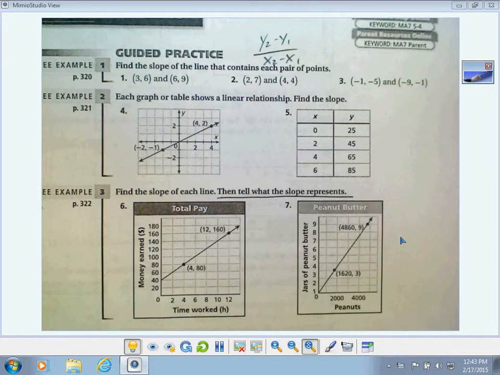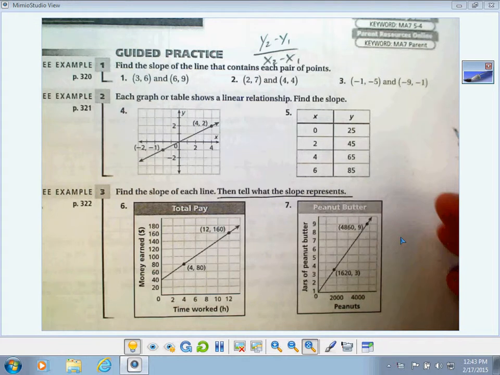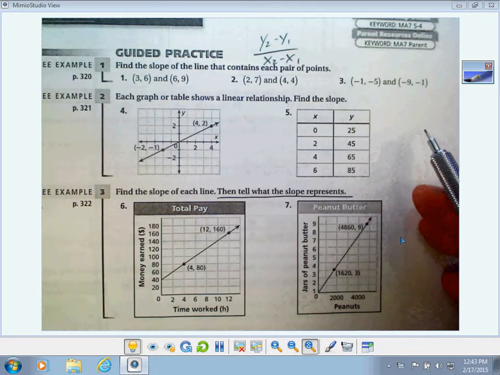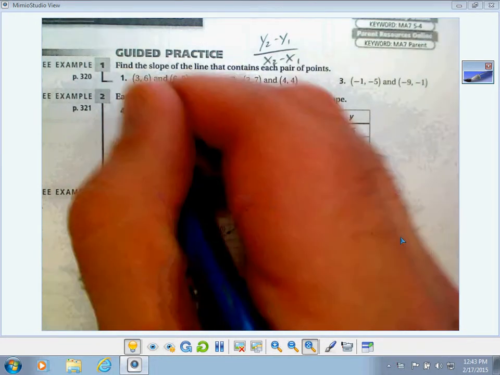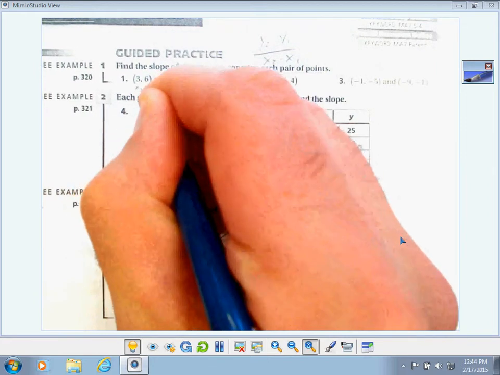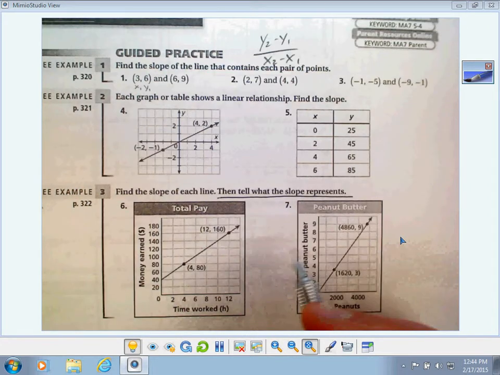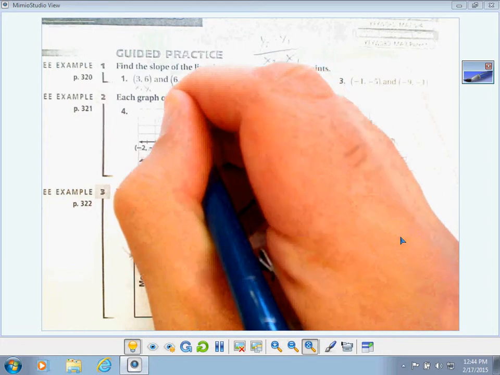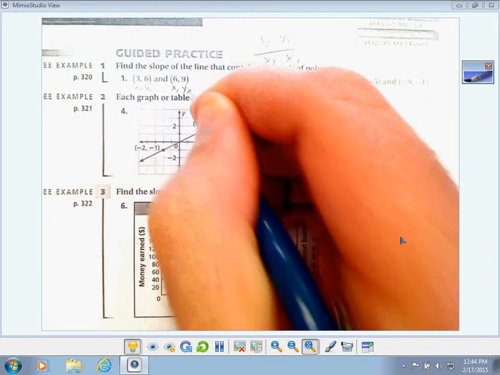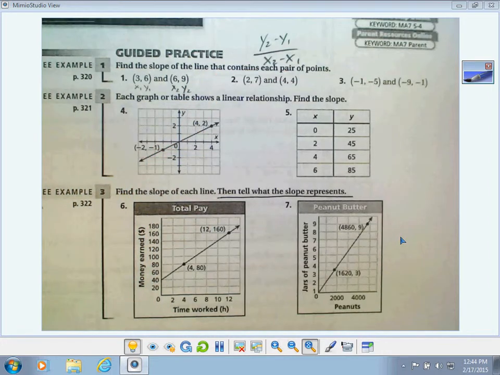So when you're working on these problems, basically you're trying to find 2 points that you can then substitute into that slope formula. For example, in the first 3 problems, they made it as easy as it can possibly be because they actually just give you a pair of points. So in this first one, this can be x1 and y1, like the x and y coordinate of the first point, and x2, y2, the x and y coordinate of the second point.